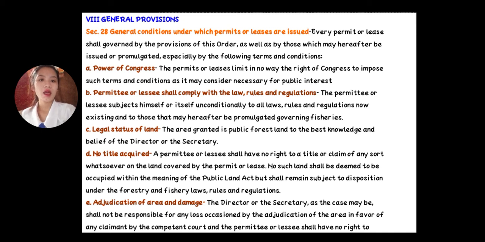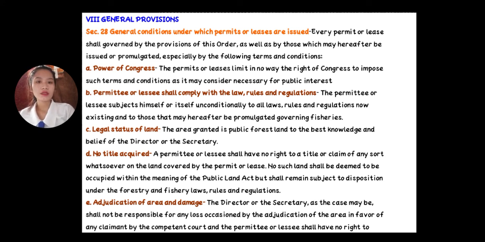Letter B, permittee or lessee shall comply with the law, rules and regulations. The permittee or lessee subjects himself or itself unconditionally to all laws, rules and regulations now existing and to those that may hereafter be promulgated governing fisheries. So, the permittee of the land must comply with the law, rules and regulations.